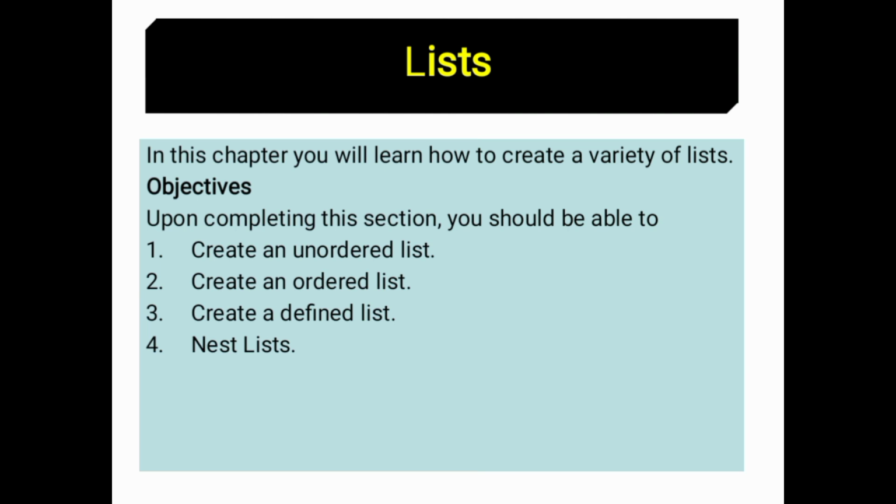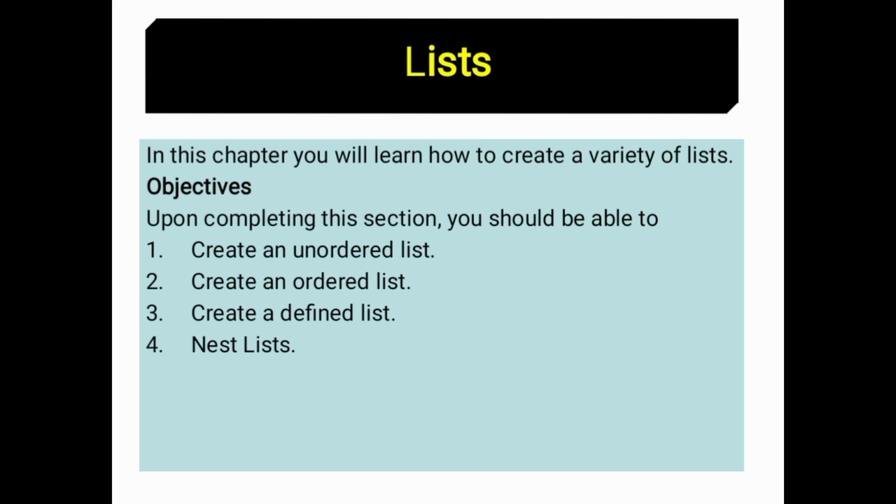HTML lists are used to specify a list of information. An HTML list may contain one or more list elements. There are three types of HTML list: ordered, that is a numbered list; unordered, that is a bulleted list; and description or definition list. In this chapter, you will learn how to create a variety of lists.